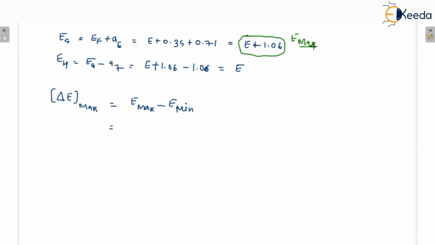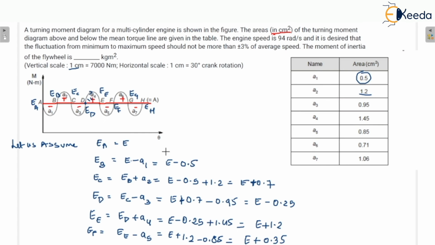From all the above data we have seen that E plus 1.06 is the maximum value, and we have to find out the E minimum. So that is minus 0.5, minus 0.25. So here you can get the value of E minimum, that would be E minus 0.5. Okay, so that is the E minimum.